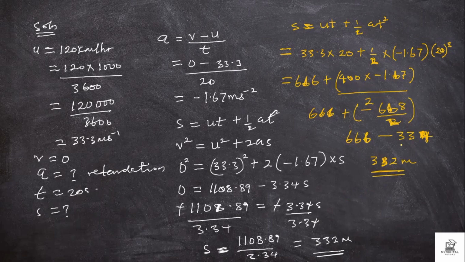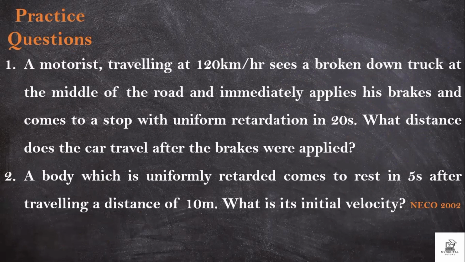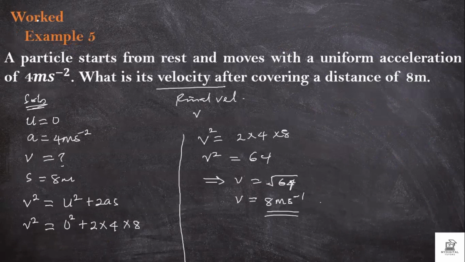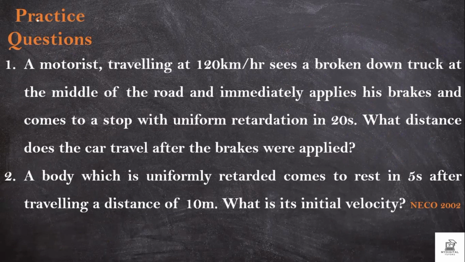I hope this is understood. Now, the second question says, a body which is uniformly retarded comes to rest in 5 seconds after travelling a distance of 10 meters. What is the initial velocity? Okay, let's see what we have. Uniformly retarded, so we don't know the magnitude of the retardation. Let us call it a. Comes to rest shows that v is equal to 0 in 5 seconds. That is our t.